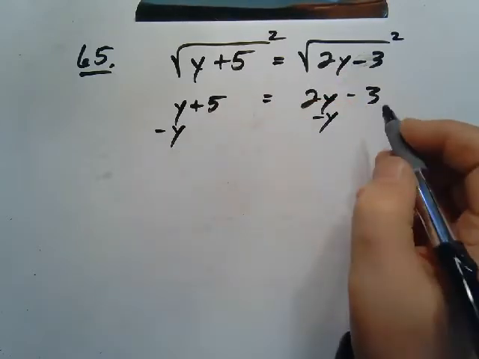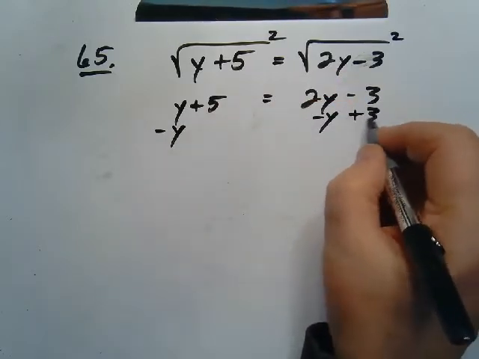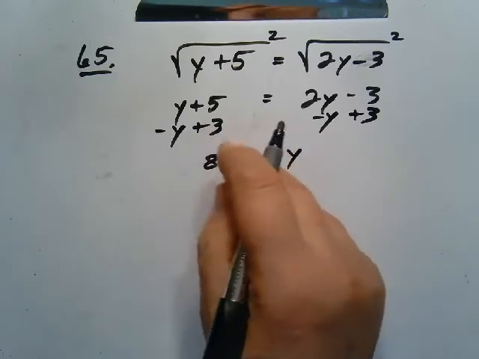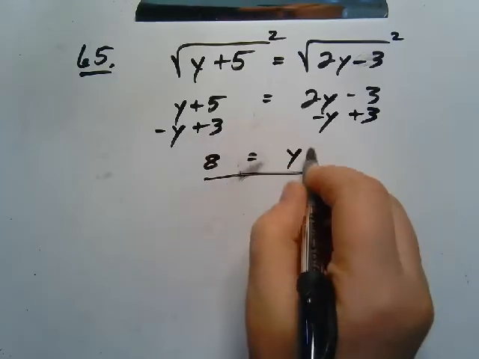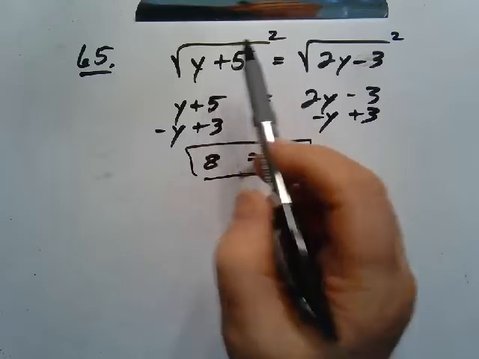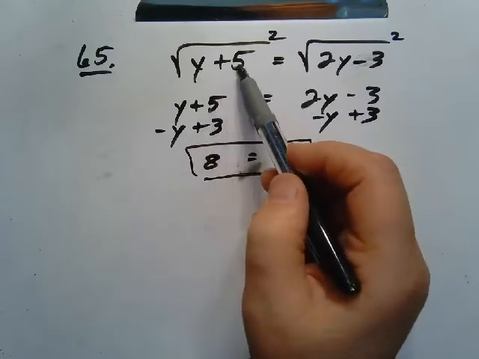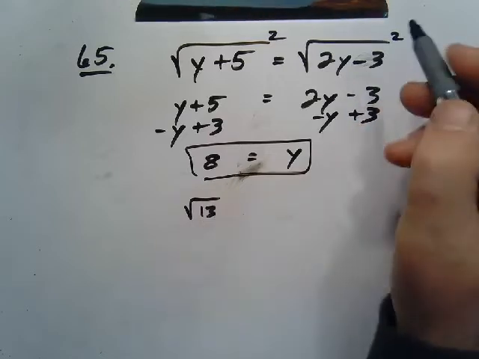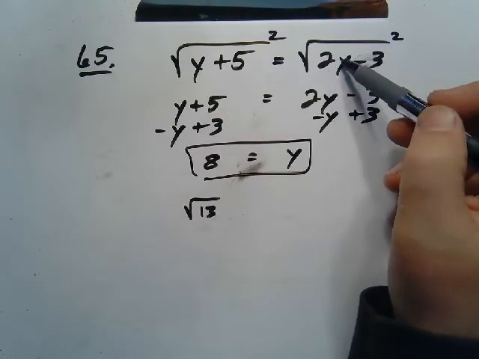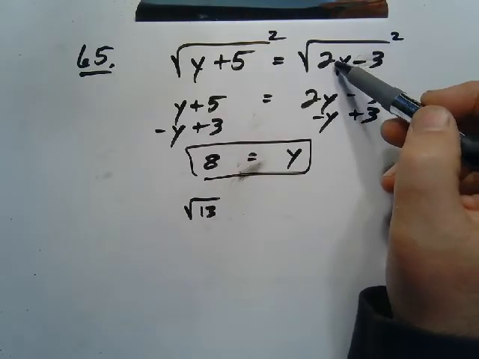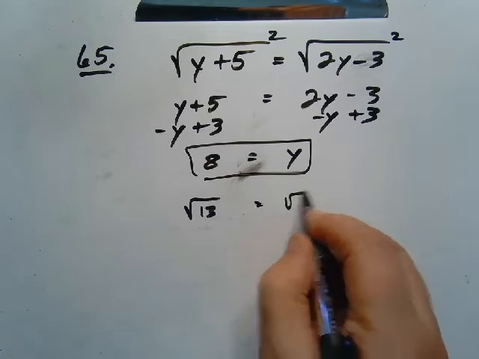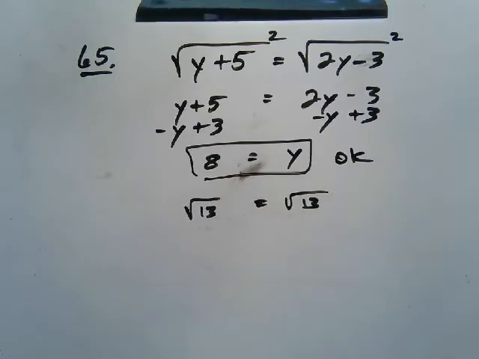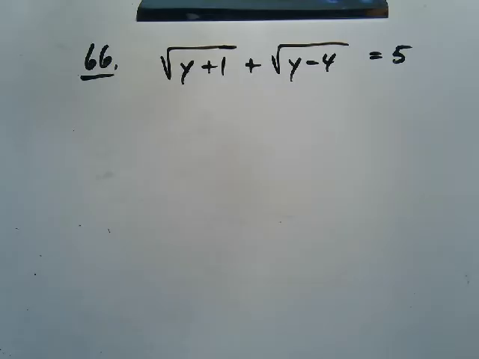Subtracting y from both sides. And let's add 3 to both sides, and I get 8 equals y. Y is 8. If I stuck that back in the original problem, 8 plus 5 is 13. That's the square root of 13 on the left. Put 8 over here. 2 times 8 is 16. 16 minus 3 is also the square root of 13, so that worked too. So that's okay.